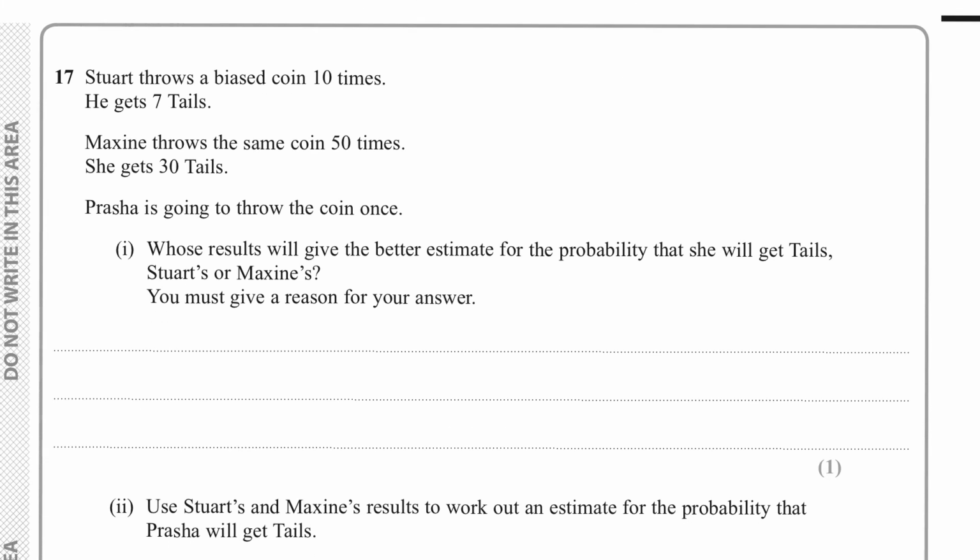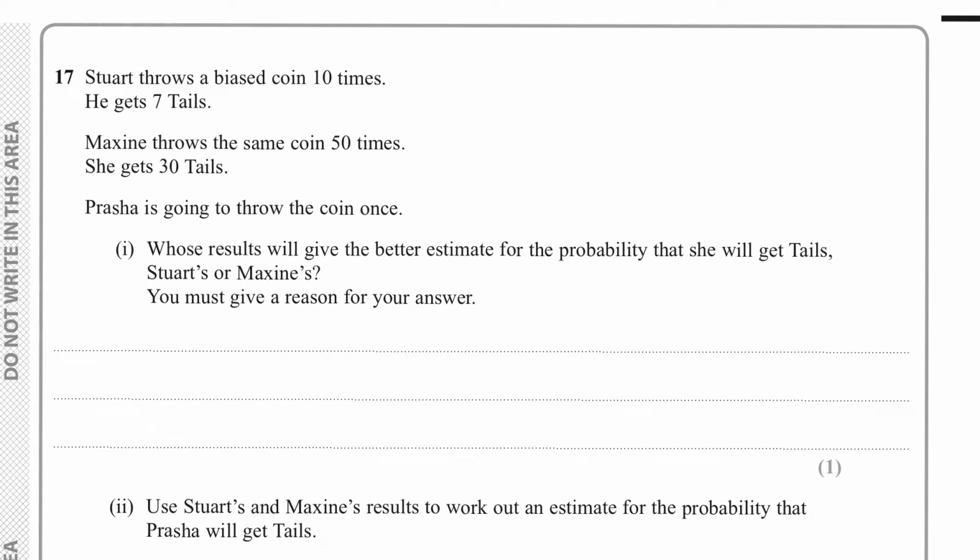Then the next question, it says, Stuart throws a biased coin 10 times. He gets 7 tails. Maxine throws the same coin 50 times. She gets 30 tails. Prasha is going to throw the coin once. Whose result will give the better estimate for the probability that she will get heads or tails? Is it going to be Stuart's or is it going to be Maxine's?